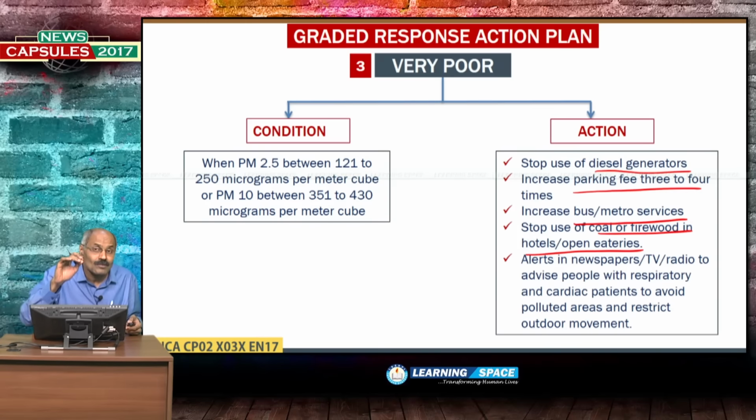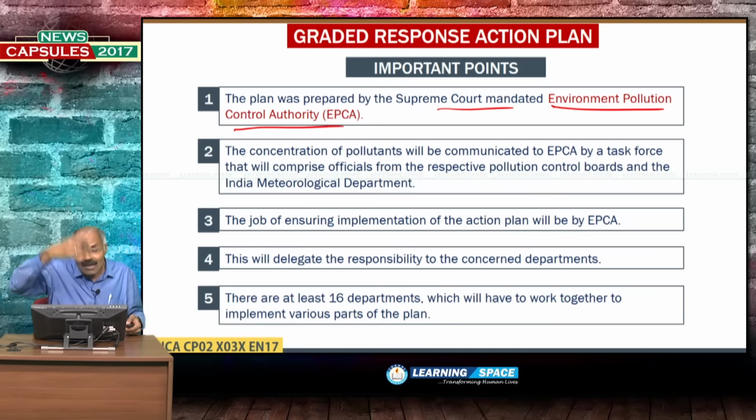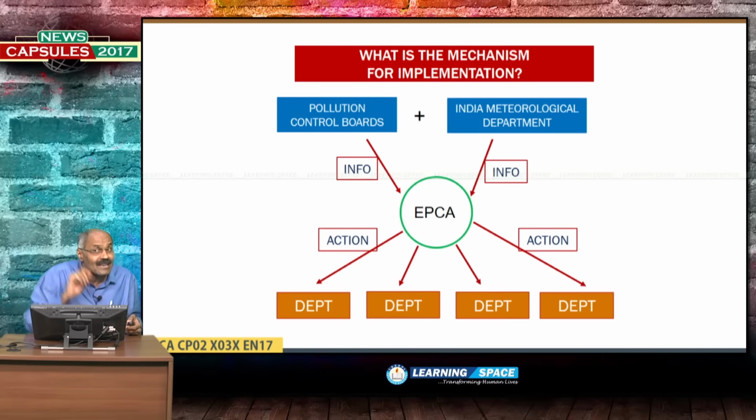So, let us come to who will implement this. The plan was prepared by the Supreme Court mandated Environment Pollution Control Authority, as I have already told you, and when the concentration of the pollutants, that means the PM 2.5 or PM 10, exceeds a certain limit, that is to be communicated to EPCA by a task force. And please look into this, it will be very clear to you.